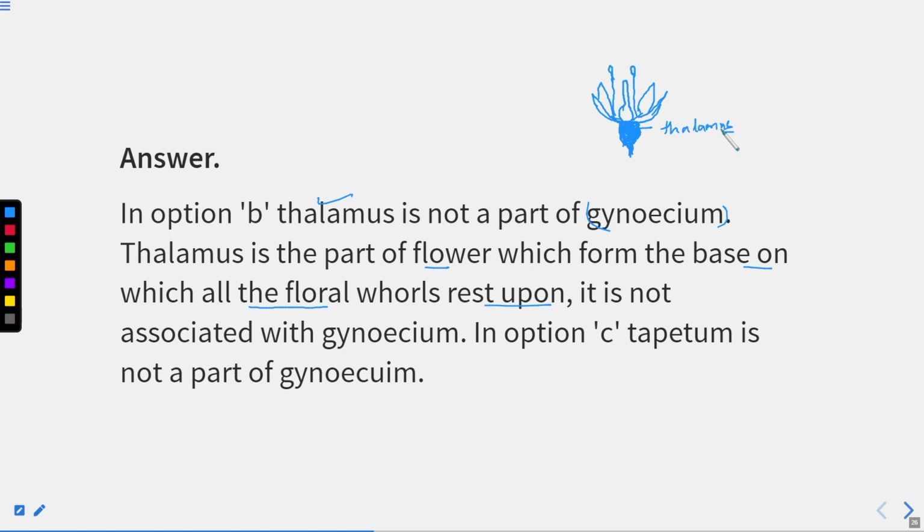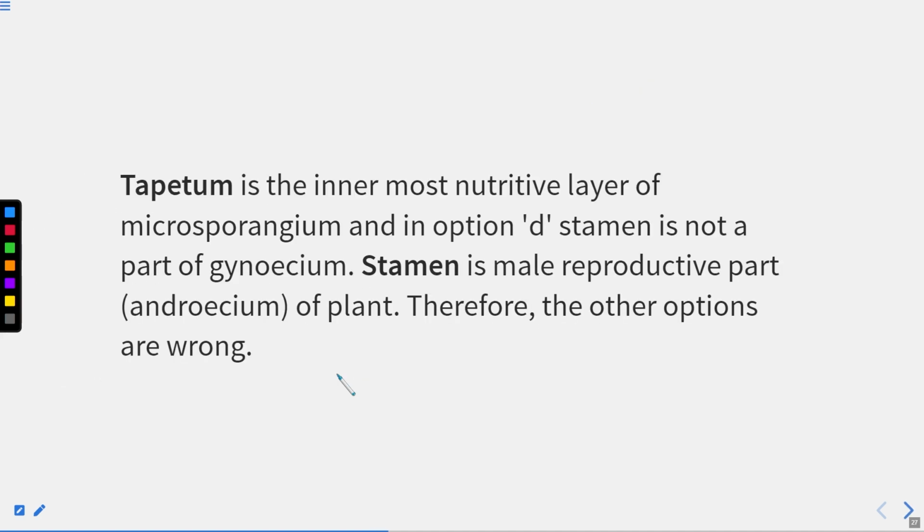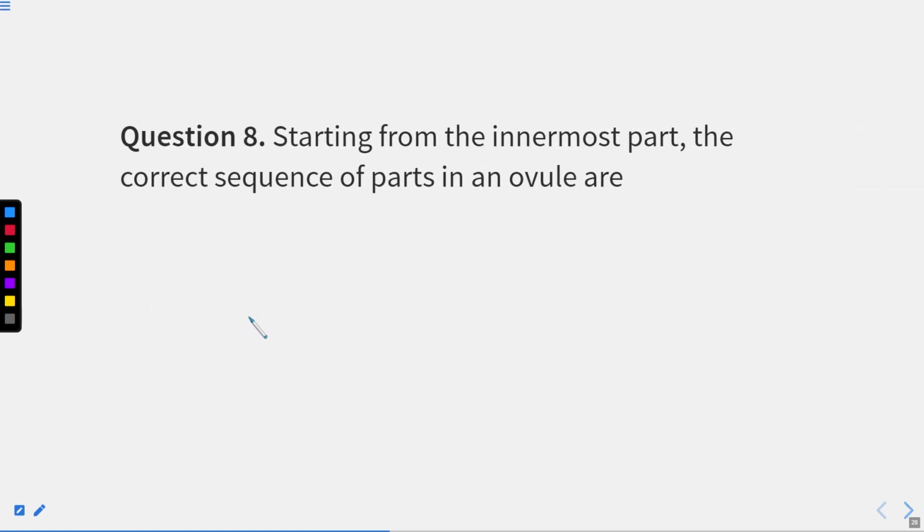Now option C, tapetum. Tapetum is also not a part of gynoecium. This also I've already explained. Tapetum is the innermost nutritive layer of the microsporangium. Now in option D, stamen again was mentioned. Stamen is not a part of the gynoecium. It is a part of the androecium. Stamens are the male reproductive part known as the androecium, and therefore the other options are wrong. So the correct option was option A.